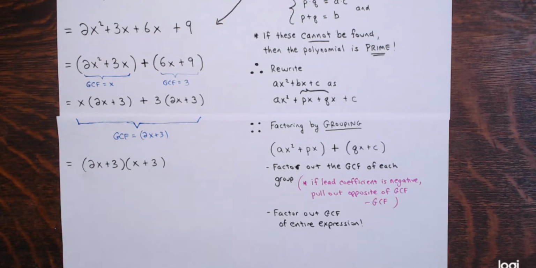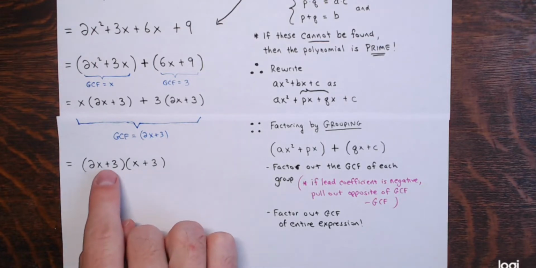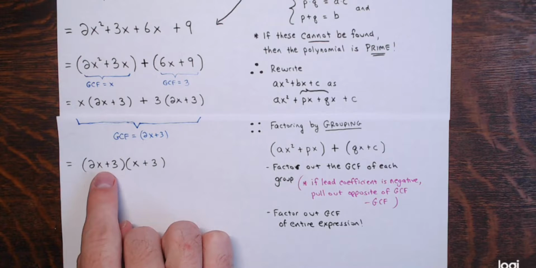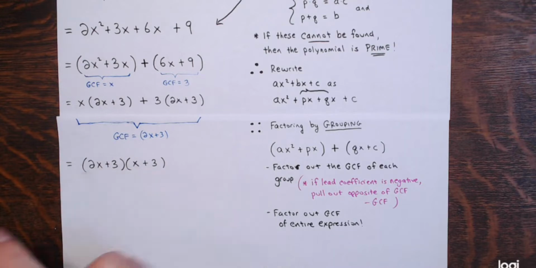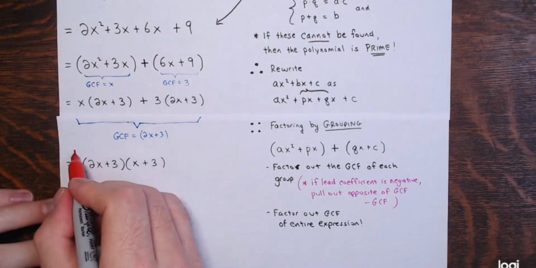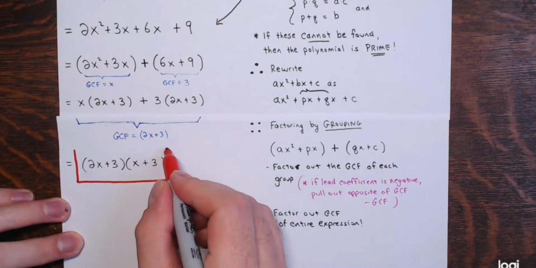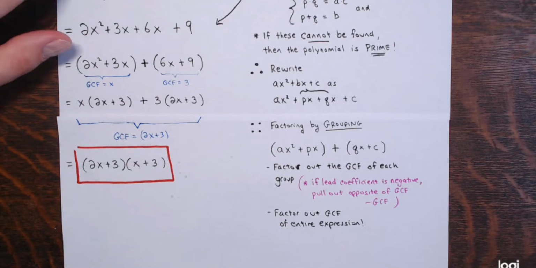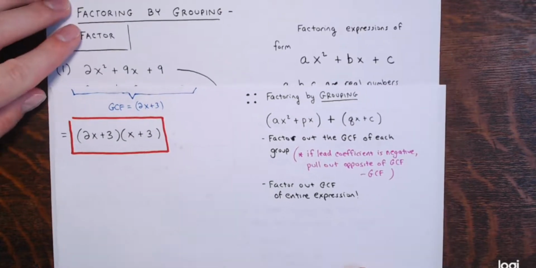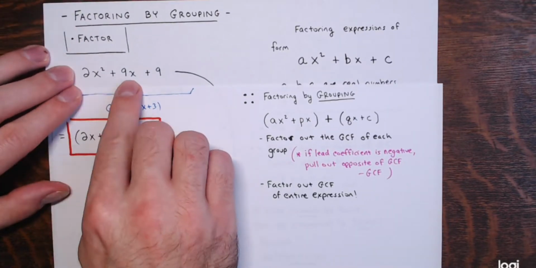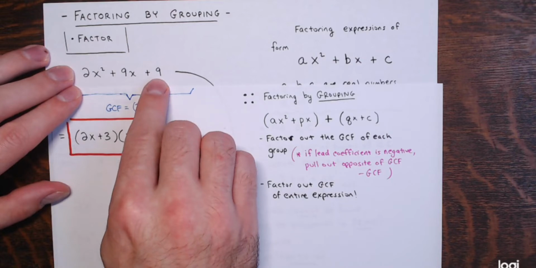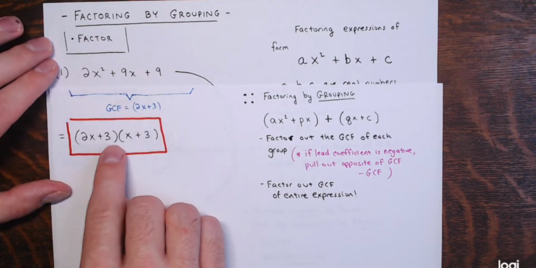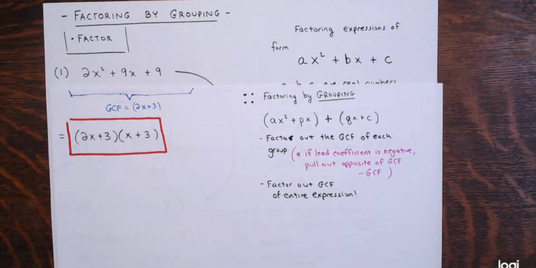Right, this is a product. Factor 2x plus 3 times factor x plus 3. So I have factored our original expression. Going all the way back here, 2x squared plus 9x plus 9 is equal to 2x plus 3 times x plus 3.